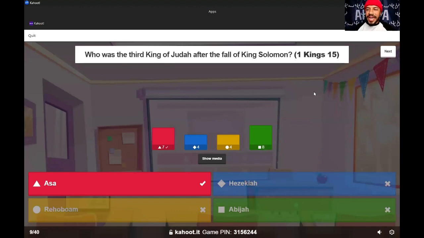Come on, guys. We're reading. Show that you're retaining information in our line-by-line Shabbat readings. We're in the book of 1 Kings. We read this 3 days ago. King Asa. Rehoboam is the son after Solomon. Remember, after the fall of King Solomon. And Abijah is the second king. Asa is the third and first righteous king of Judah after King Solomon. Who got it right?